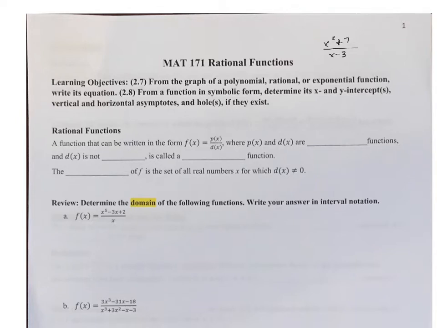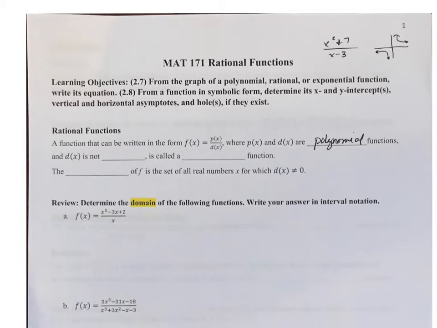We know that rational functions typically have asymptotes. So we might get a graph that looks something like this. This, by the way, is not the graph of this particular function. But let's get on to our definition. So a function that can be written in the form f of x equals p of x divided by d of x, where p of x and d of x are both polynomial functions.